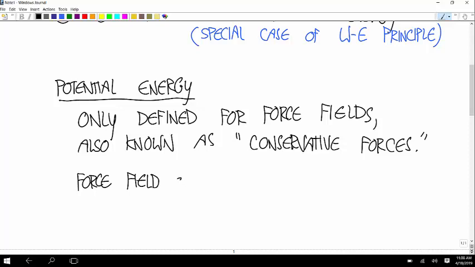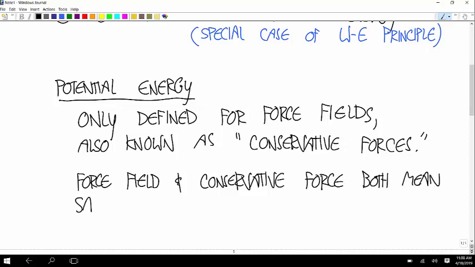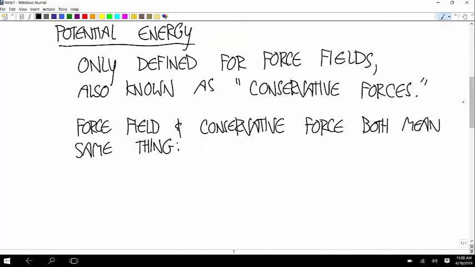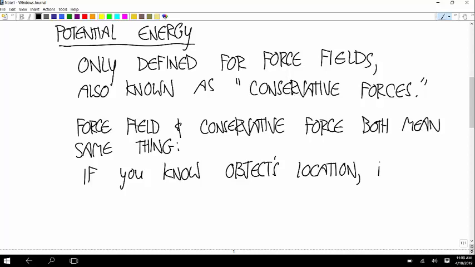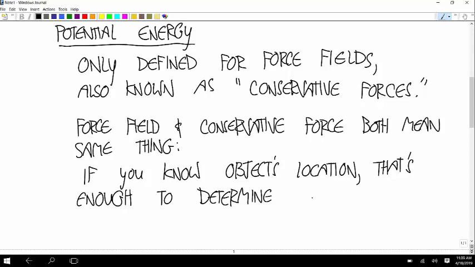So force field and conservative force both mean the same thing. And that is that if you know the object's location, that's enough to determine the force applied to the object.